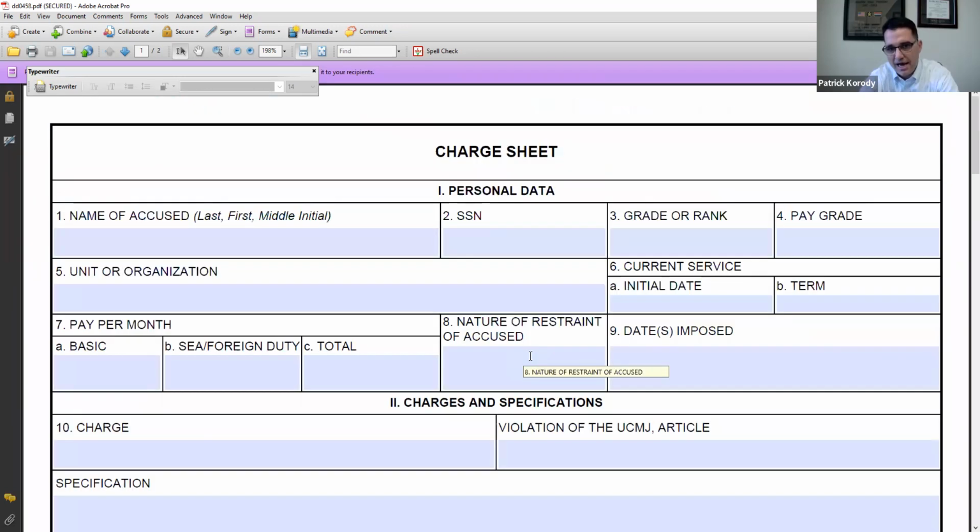But the top, block 1, personal data, and I will tell you, Matt, I don't know, it's been a long time since I saw a charge sheet that didn't have errors in personal data. Is that also common in your experience?